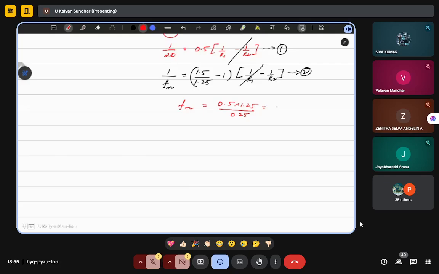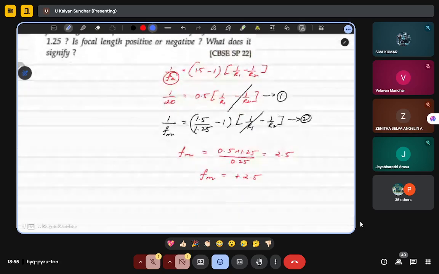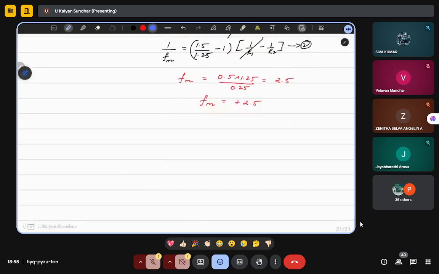So which is around 2.5 diagram. So the focal length of this medium, when it has been immersed in it, the whole system together, comes to plus 2.5. What do you mean? Now next comes whether it is positive or negative. It comes positive. And we have got the nature.